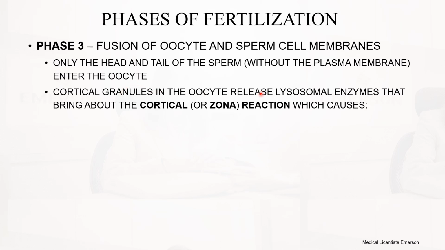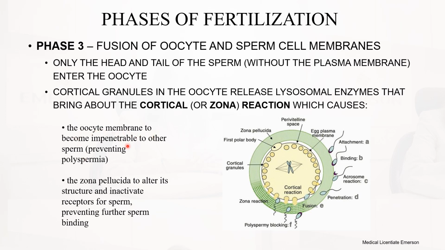Then the cortical granules in the oocyte release lysosomal enzymes that bring about the cortical and zonal reaction, which causes, number one, the oocyte membrane to become impenetrable to other sperm. The oocyte membrane lies just below the zona pellucida. So after one sperm goes in, it becomes impenetrable to other sperm, to prevent polyspermy. Also, the cortical reaction causes the zona pellucida to alter its structure and inactivate the receptors for sperm, preventing further sperm binding. This is also what happens.